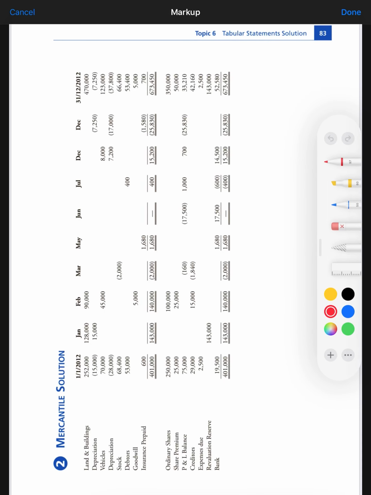Okay, so two of you got on to me just to go through this Mercantile solution in regards to your tabular statements. Relatively easy question. The only thing that may have given somebody a bit of difficulty was the May entry.